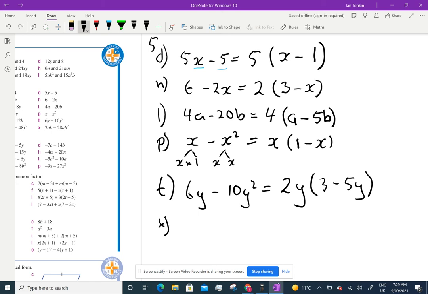X, 7ab minus 28ab squared. Well, I can take the 7 out. 7 goes into both of those. I can take an a out of both of them, and I can take a b out of both of them. Now, if I take 7ab out of the first, I'm just left with 1. And if I take 7ab out of the second, well, I'm left with a 4 and a b.